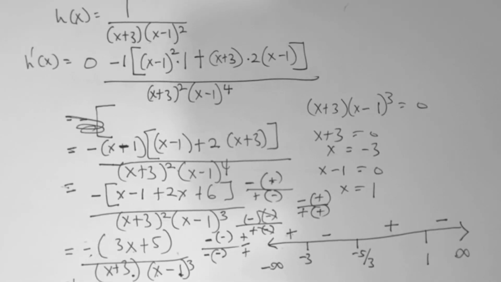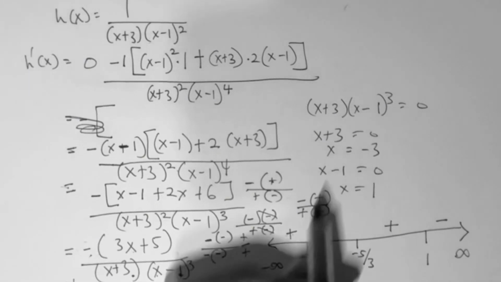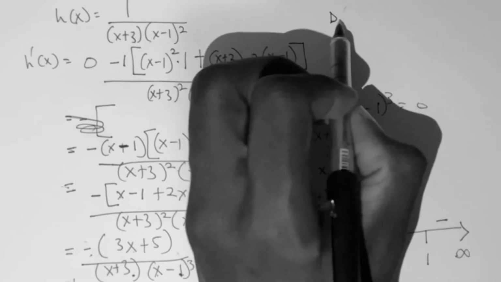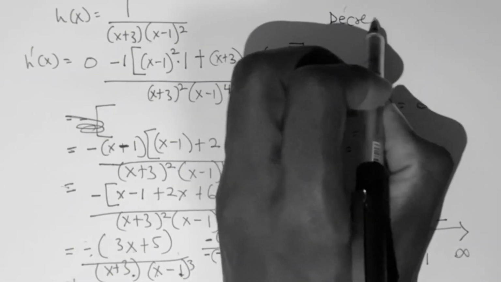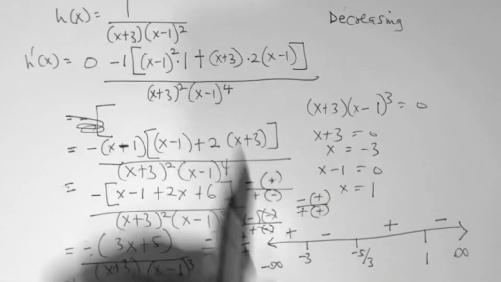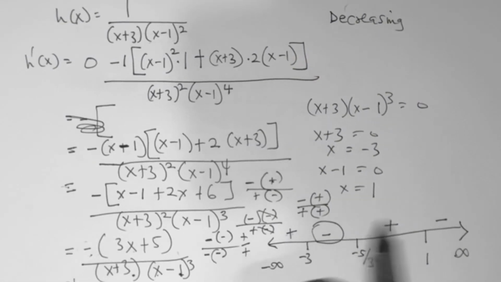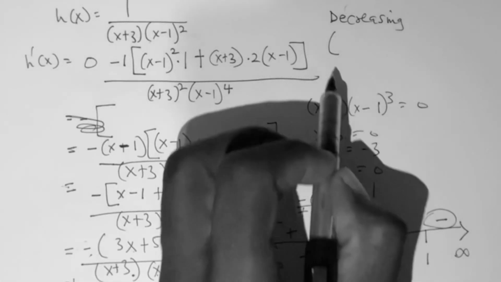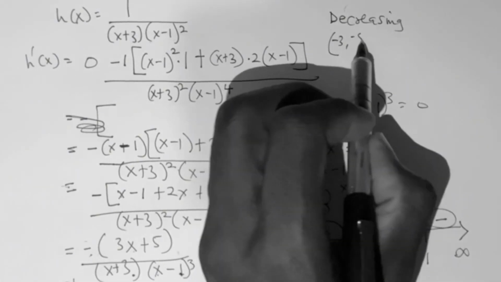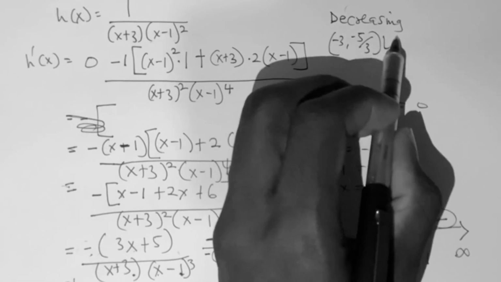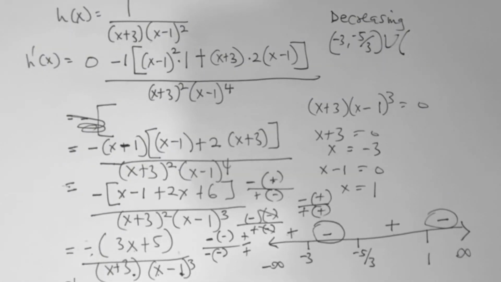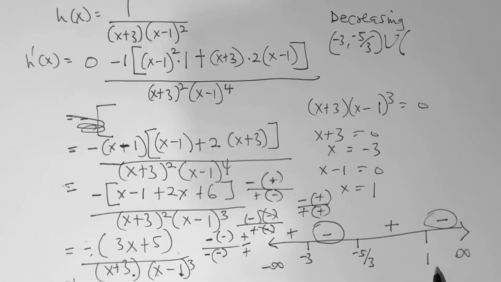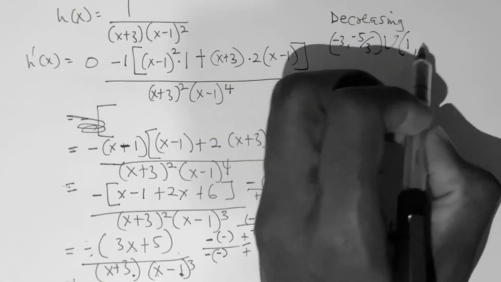So now, let's find the values of x for which the function is decreasing. So it's decreasing in all the intervals where f prime of x is less than 0. So we are talking about minus 3 and minus 5 over 3 union this other region, which is 1 and then infinity.